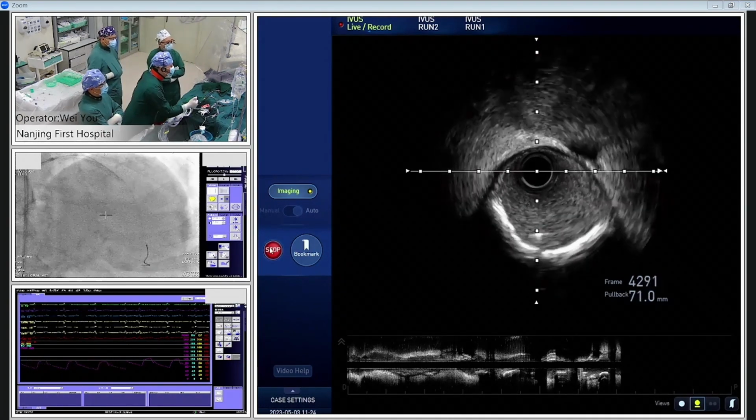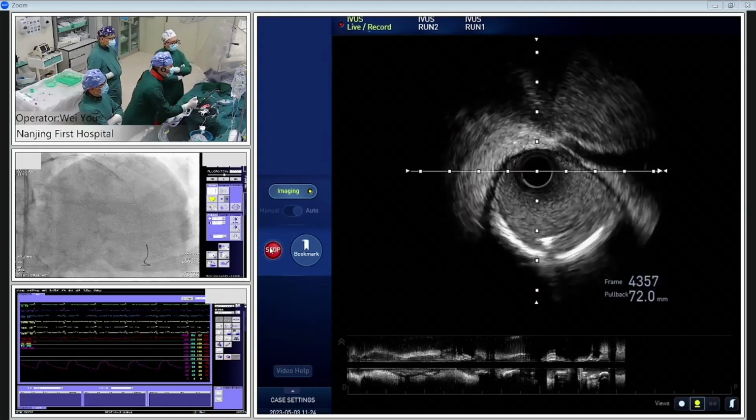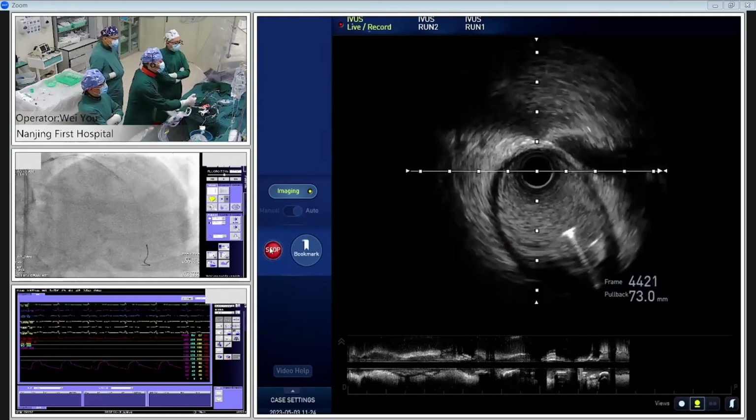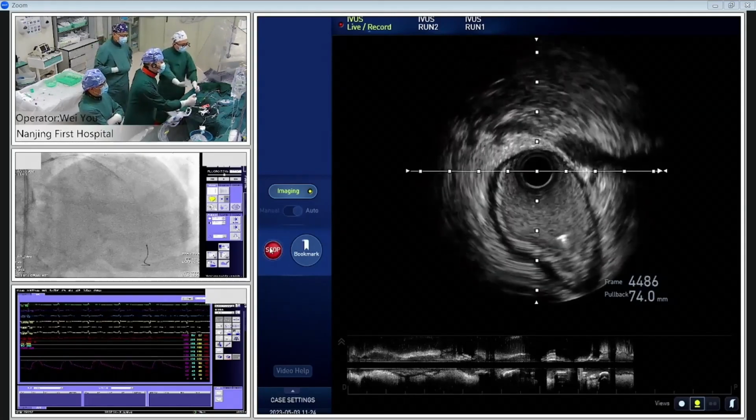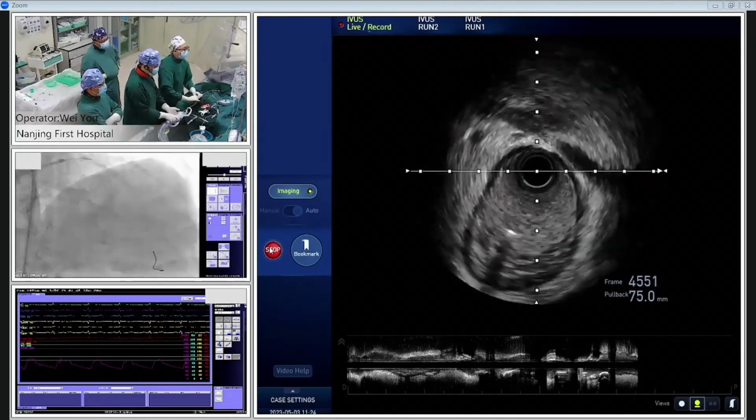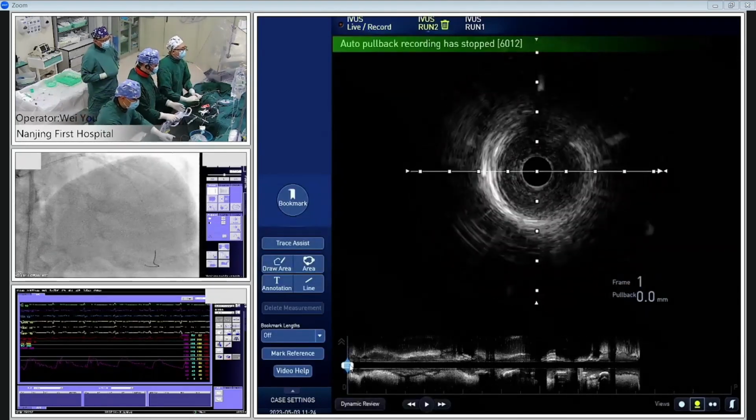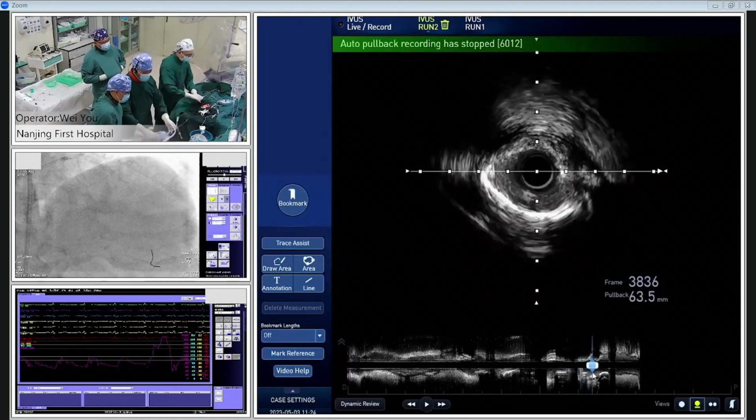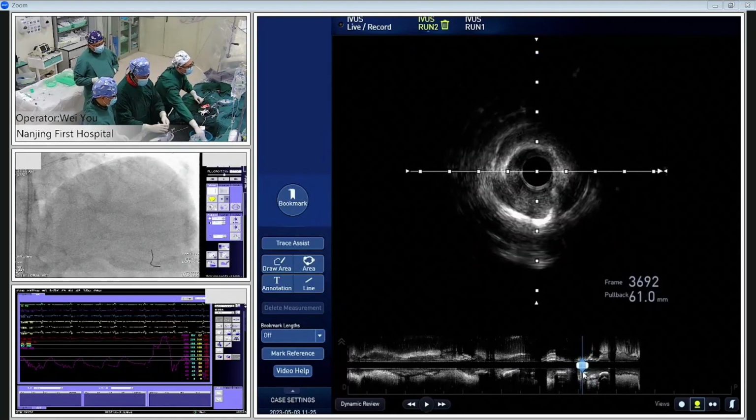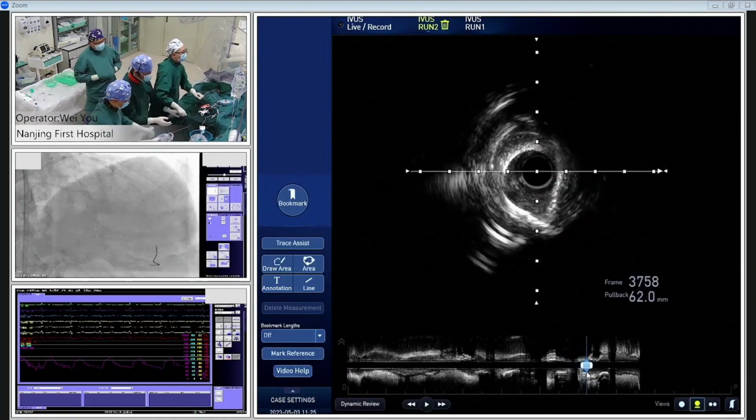But for the proximal segment, because the vessel diameter is big, maybe the 1.5 burr is not enough. Okay, we stop. So Dr. Pan, can you focus on the proximal to mid LAD, the severe significant lesion, and do the analysis? Then we make a decision.